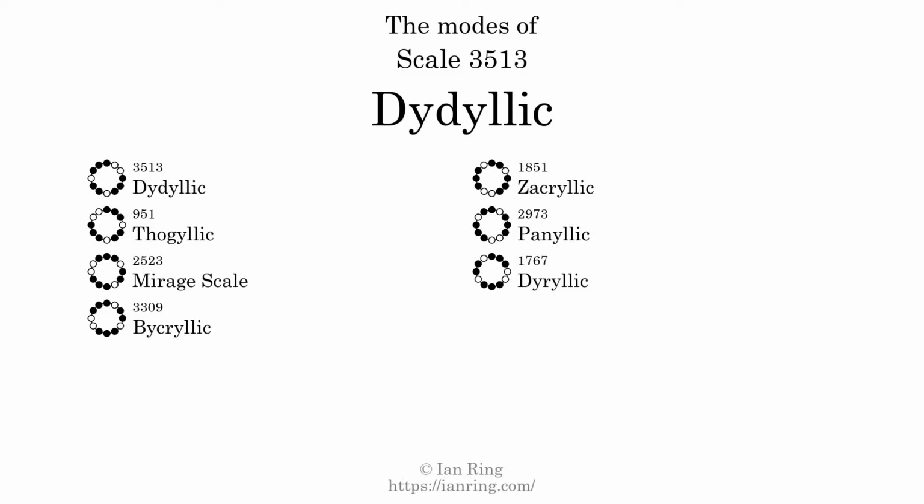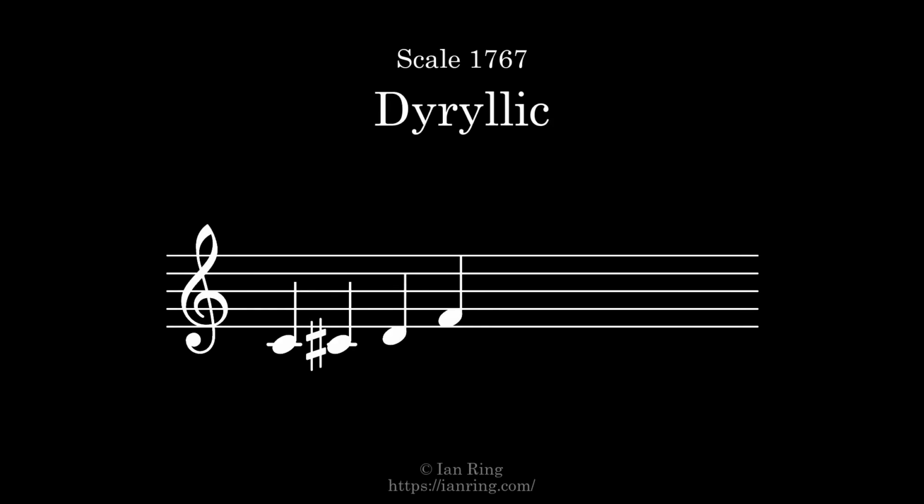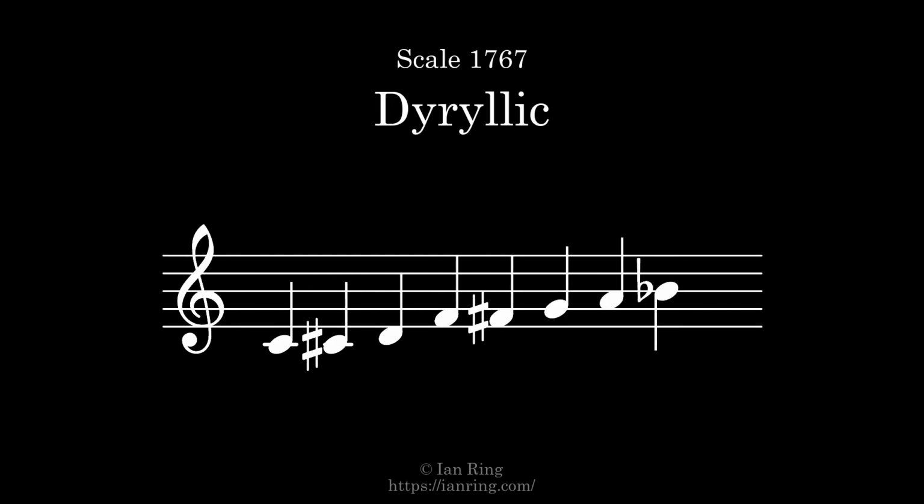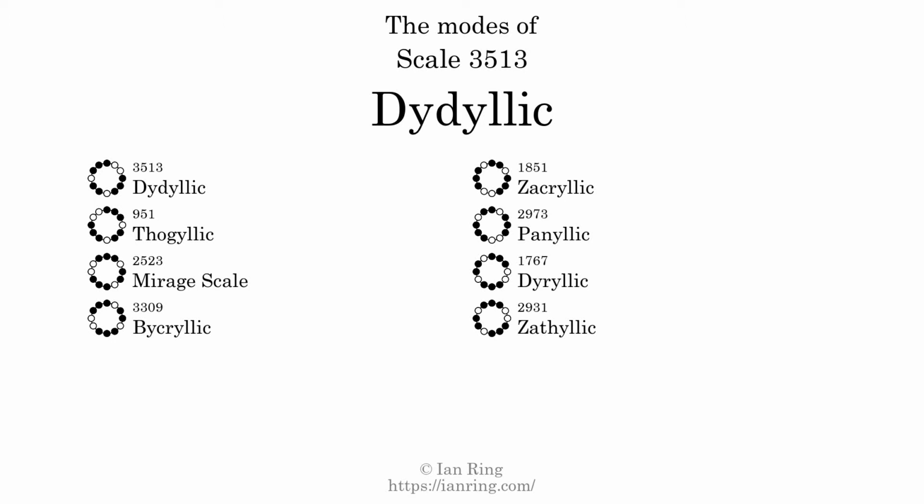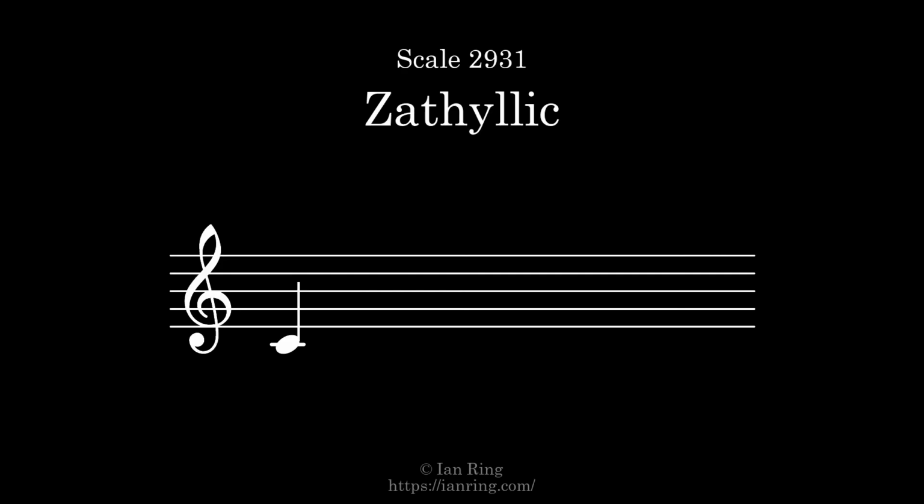The seventh mode is scale 1767, also known as Dydyllic. It sounds like this. The eighth and last mode is scale 2931, also known as Dydyllic. It sounds like this.